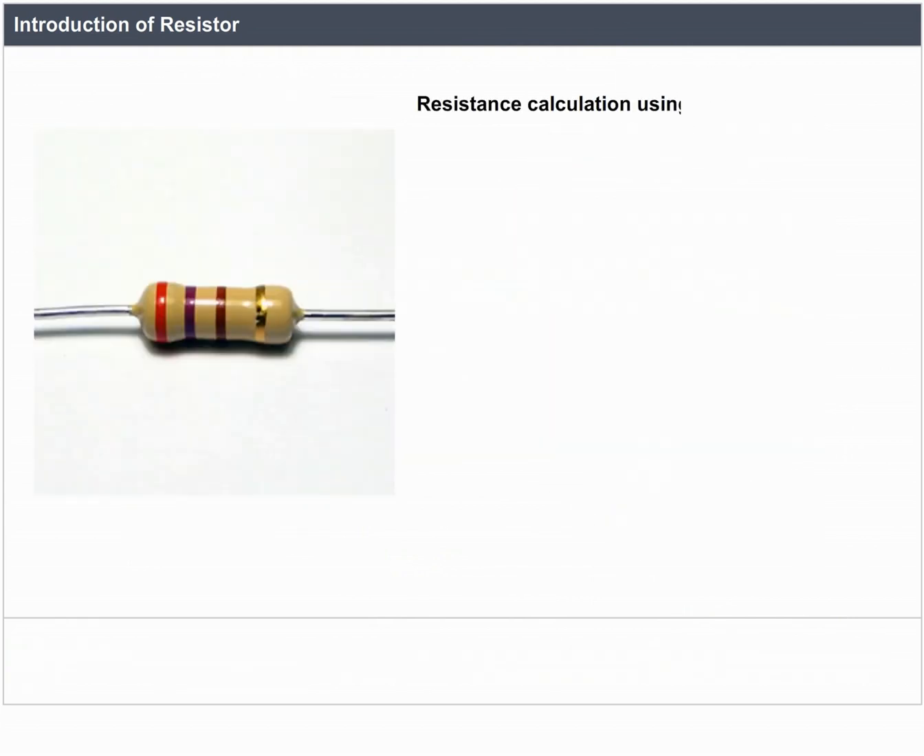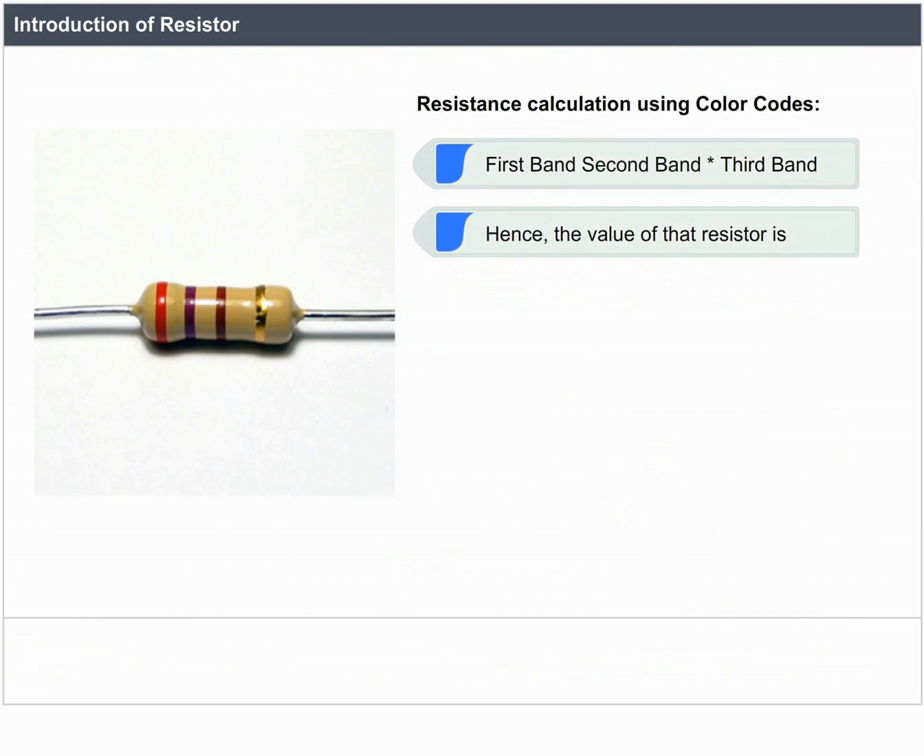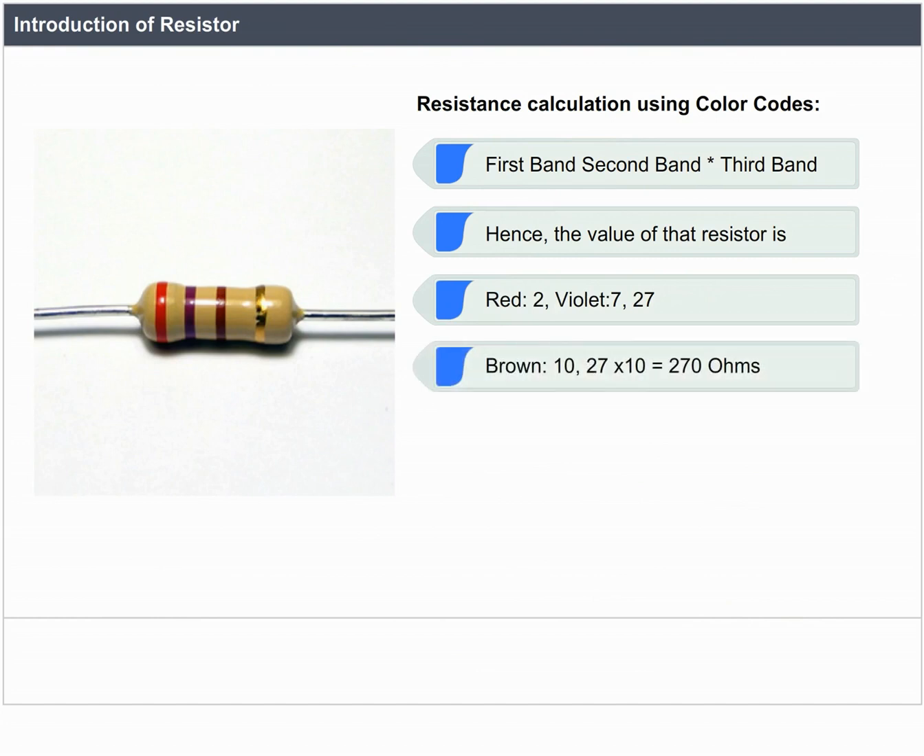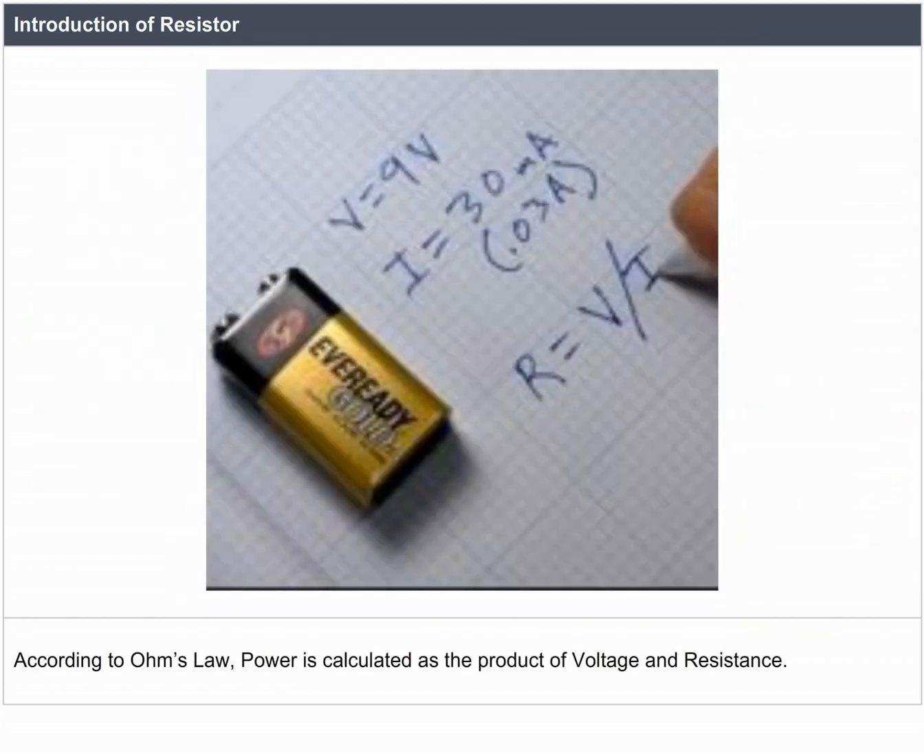Resistance calculation using color codes. First band, second band, into third band. Hence the value of that resistor is red 2, violet 7, so 27. Brown 10, so 27 into 10 equals 270 ohms. Gold 5% tolerance. Resistance 270 ohms, 5% tolerance. According to Ohm's law, power is calculated as a product of voltage and resistance.